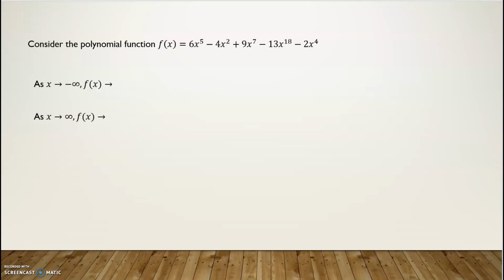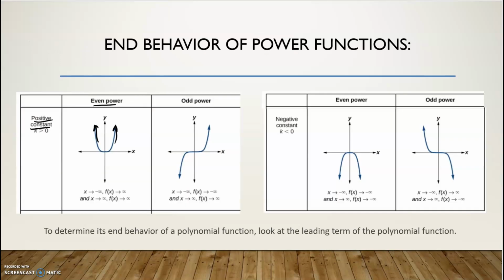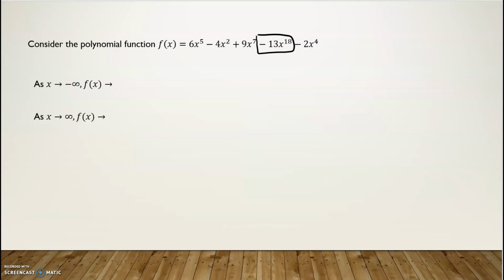Okay, so let's look at this one and determine the end behavior. It looks like the leading term for this one is now negative 13x to the 18th, and our degree is even, but now our leading coefficient is negative. So still an even power, but now we have a negative coefficient. Both ends should be going down towards negative infinity for f of x. As x goes to negative infinity, f of x will go to negative infinity. As x goes to infinity, f of x will go to negative infinity.